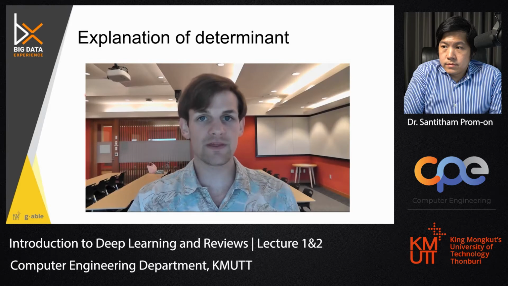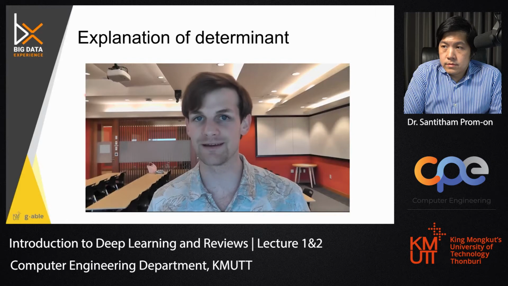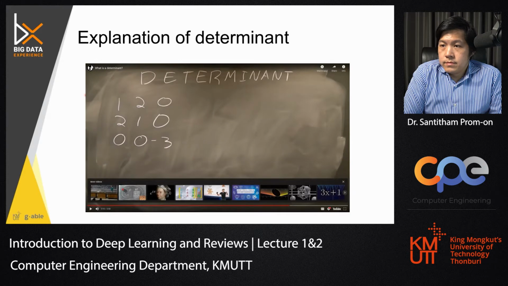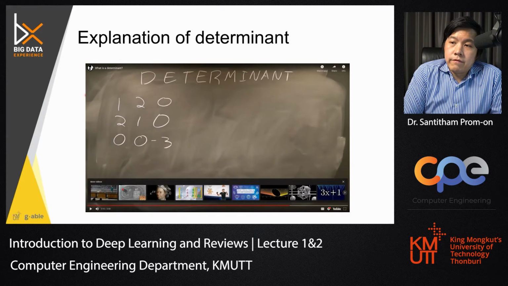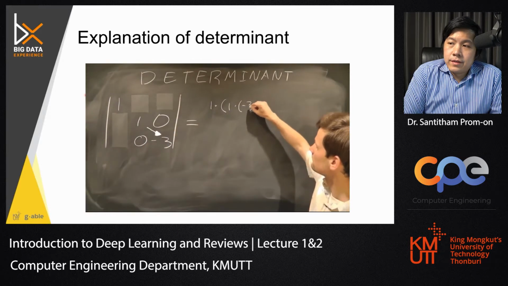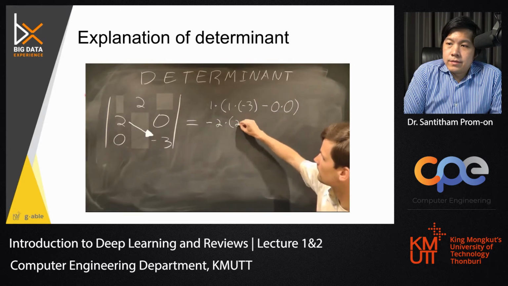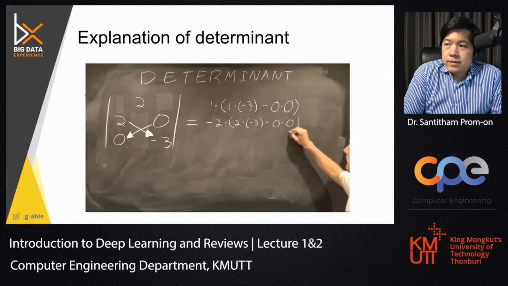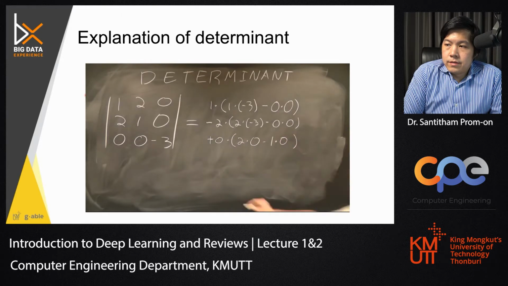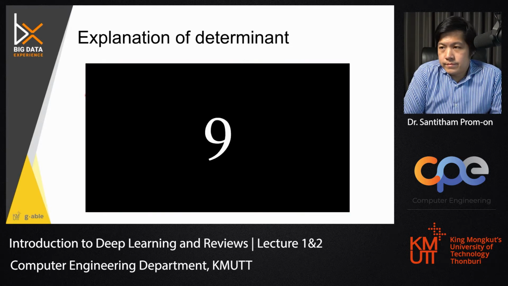Now, at this point, you might be thinking that we're pretty clever, but mathematicians have at least one more trick up their sleeve: determinants. So let's find the determinant of our transformation matrix. It will be 1 times (1 times negative 3 minus 0 times 0), subtracting 2 times (2 times negative 3 minus 0 times 0), plus 0 times (2 times 0 minus 1 times 0), which is equal to negative 3 plus 12, or exactly 9.